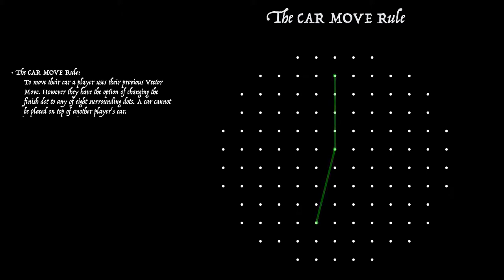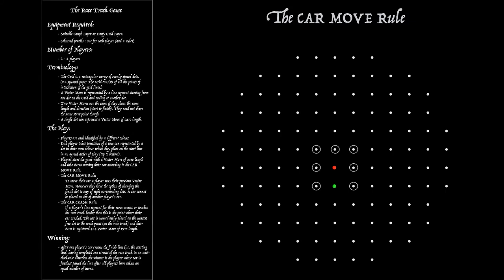Now, in particular, this is important at the start of the game. If you've gone no squares to the right or left in the previous move, you can move to any of the surrounding eight squares: one square to the right, no squares up or down, that's a possibility. Or one square down, no squares left or right. But if there was a car on that spot, that would not be allowed. You'd only have seven possibilities.